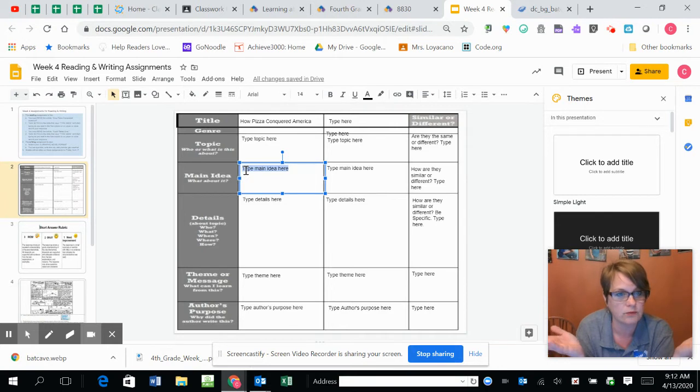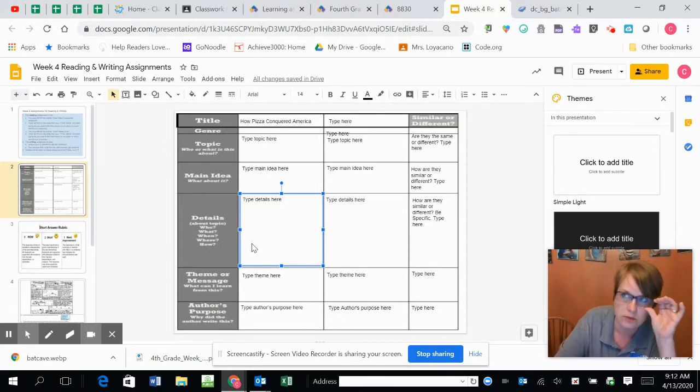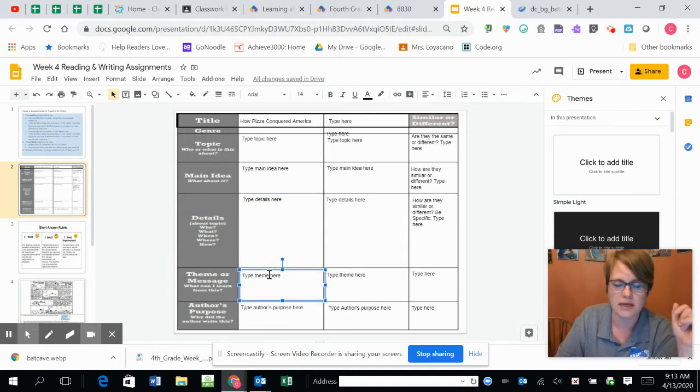What's the main idea? Remember, the main idea is what the article is mainly about. And then the details. What are the details? Like who was in the article? What happened? When did it happen? Where did it happen? How did it happen? These are all the elements that you're going to type in here. And I will tell you, those who write or type complete sentences will get higher scores. It'll be an automatic 95 if you write complete sentences and finish this assignment.